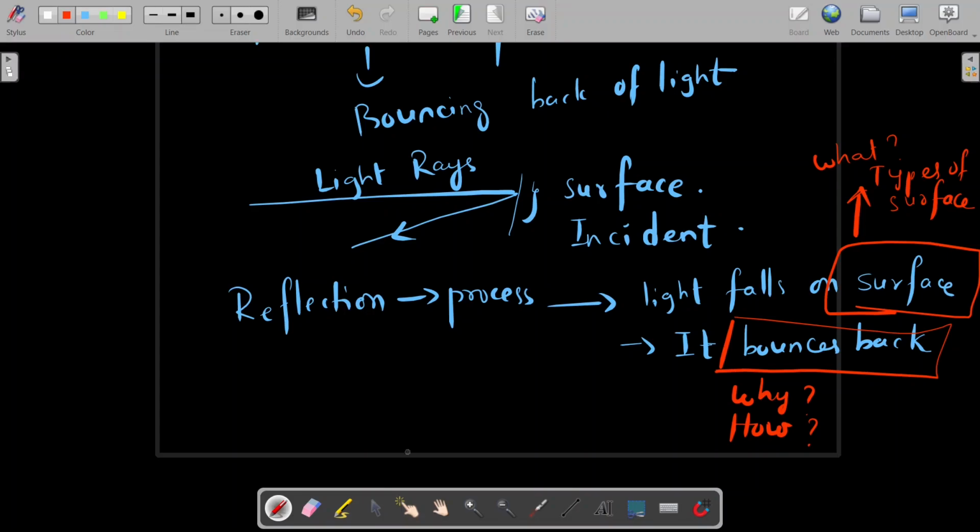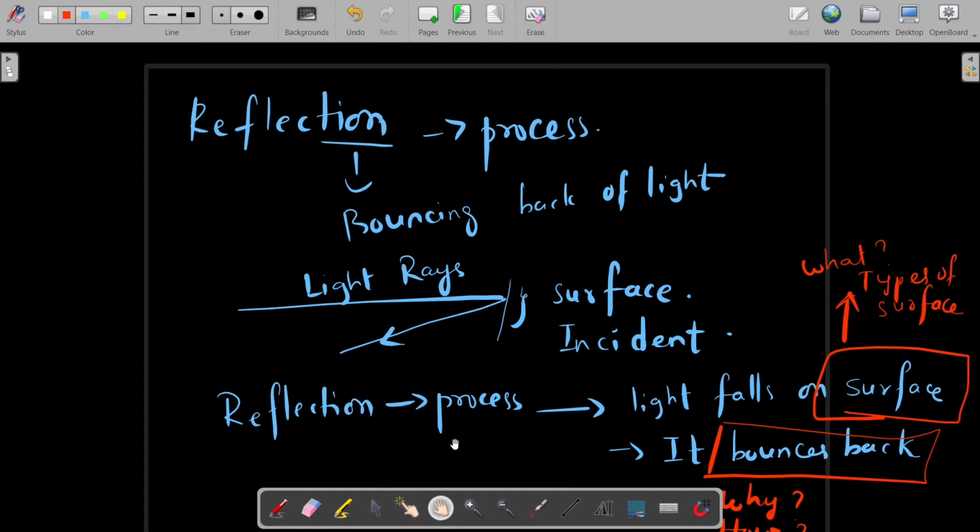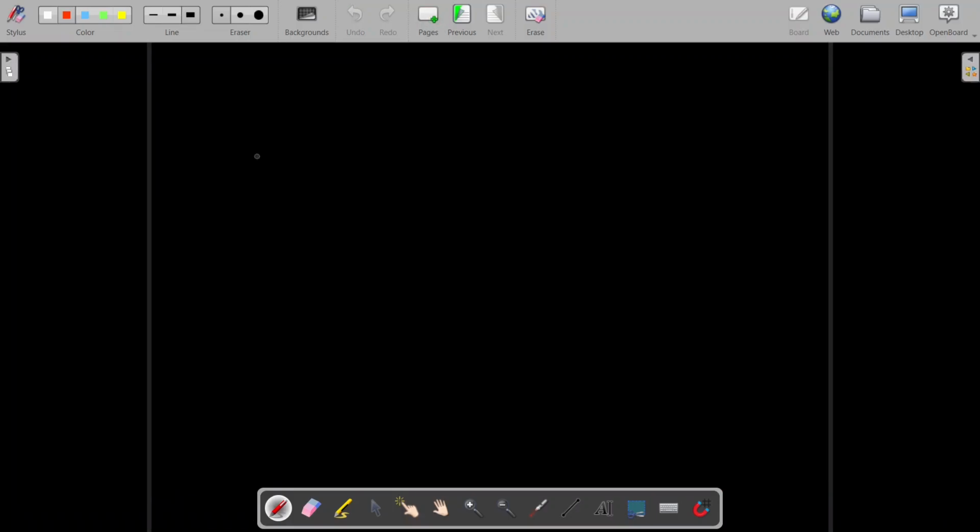So we have learned now the simple definition of reflection: when a light ray hits a surface, when a light ray gets incident on a surface, that light ray gets reflected back, or we can say that light ray gets bounced back. This process of light bouncing back is called reflection. So we know what reflection is. It is a process. This has been completed.